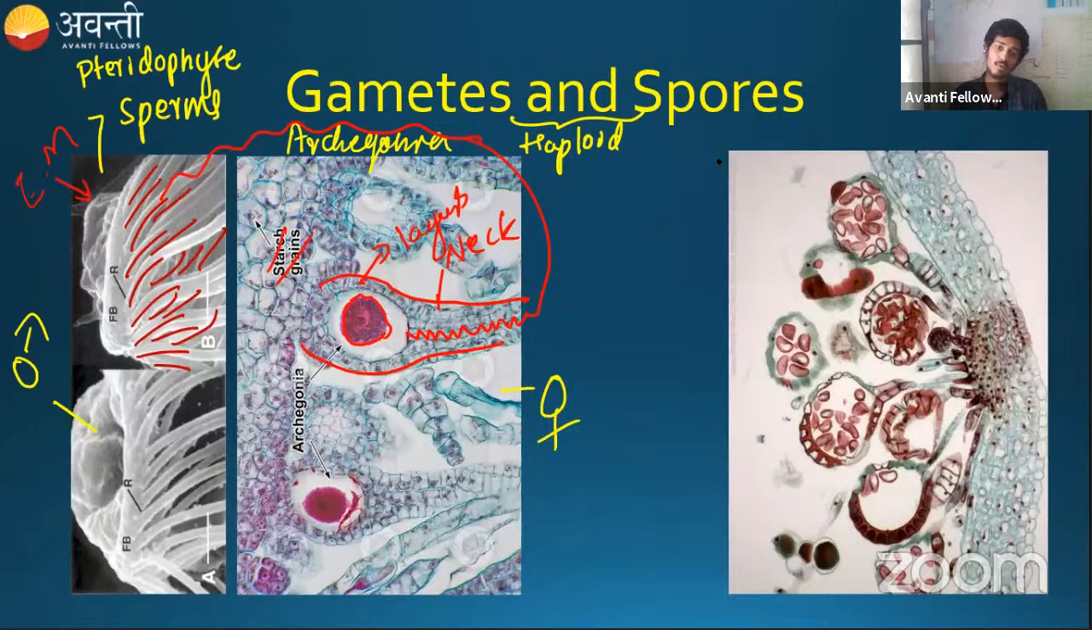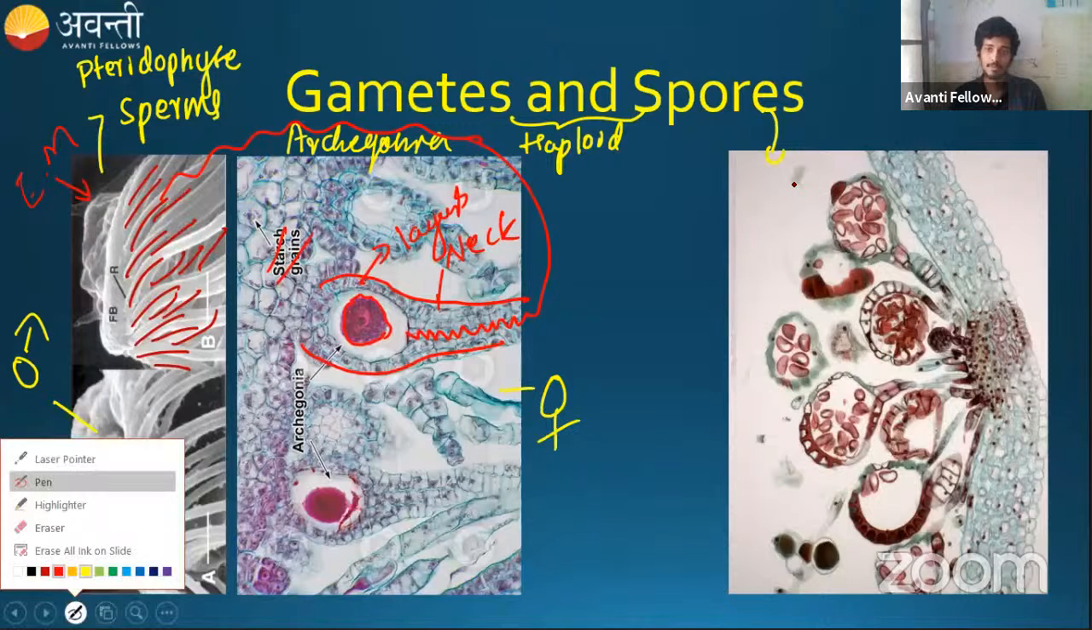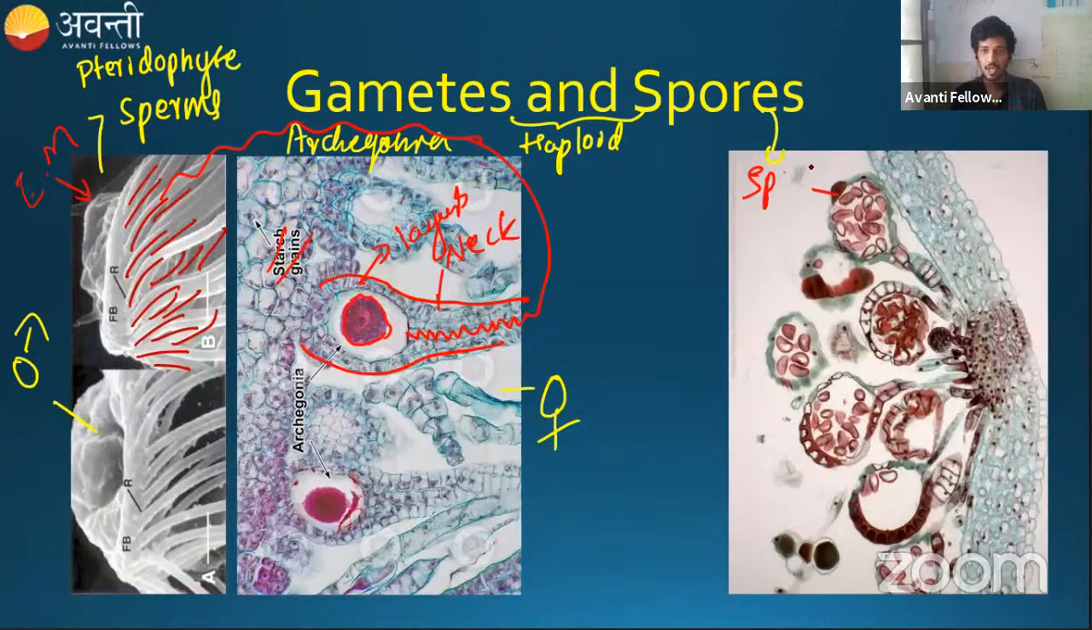So here what I put is actually the sporangia of the pteridophytes. This is the sporangia, and inside that you can clearly see the spores. This one belongs to the homosporous pteridophytes, so you can only find one kind of spore in here. All the spores are almost equal in size, right? So it's homosporous.